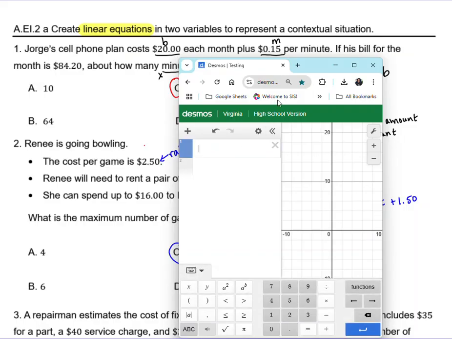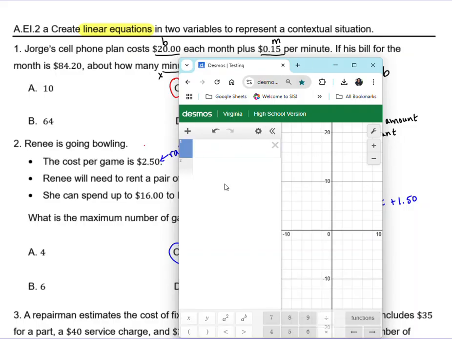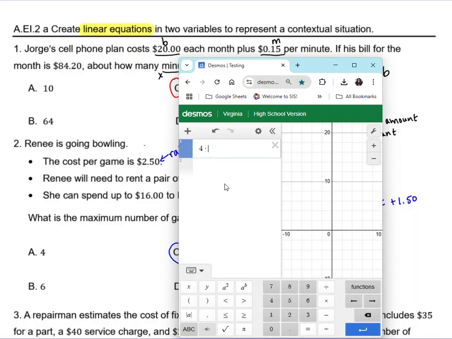Again, let's see if our answers make sense. Four games times $2.50 a game, plus $1.50 to rent her shoes, she would have to pay $11. She can afford that. What if it's 5 games? She would pay $14. She has $16, so that works. But if she plays 6 games, that's $16.50. She doesn't have the 50 cents, so 6 games would be too much.